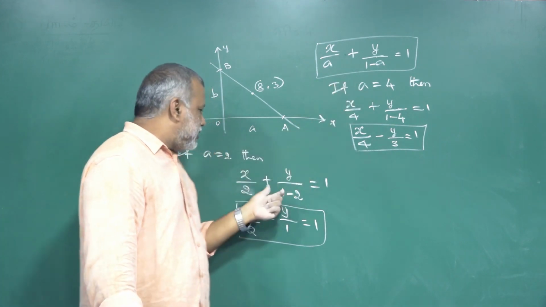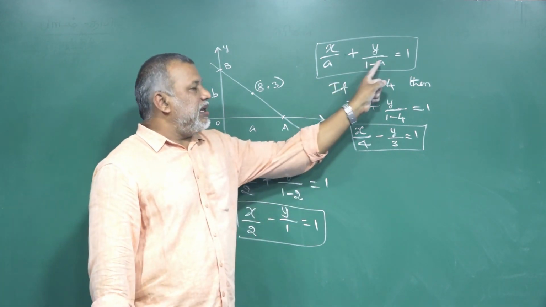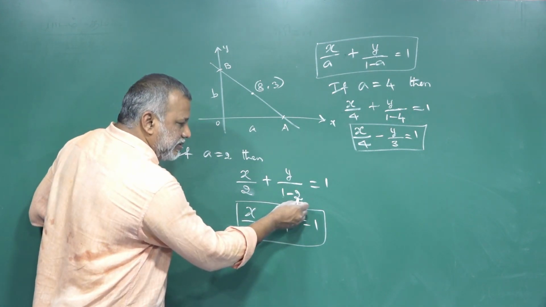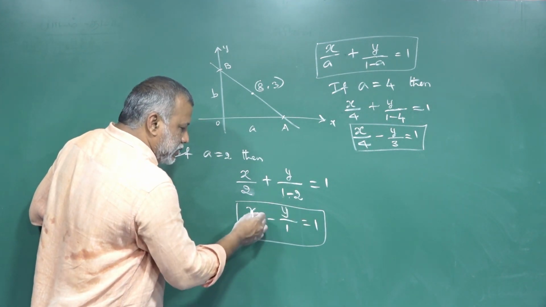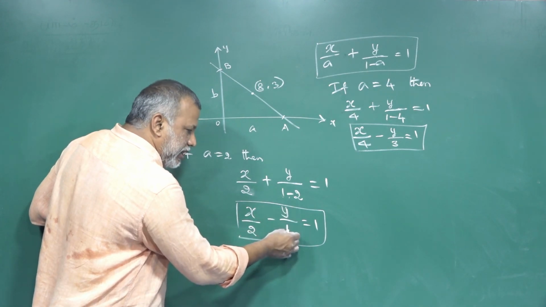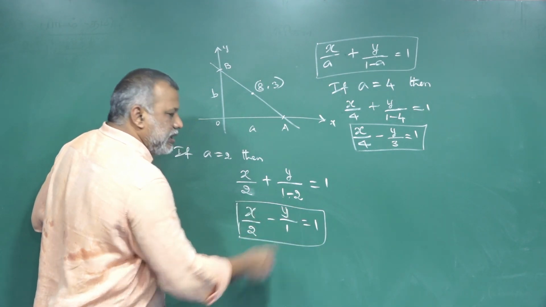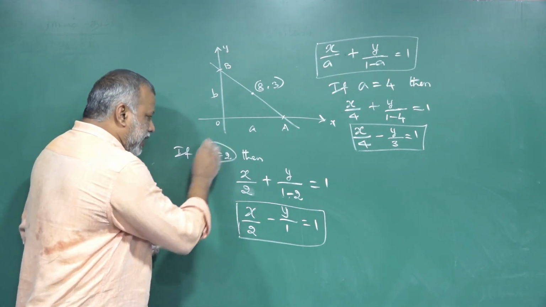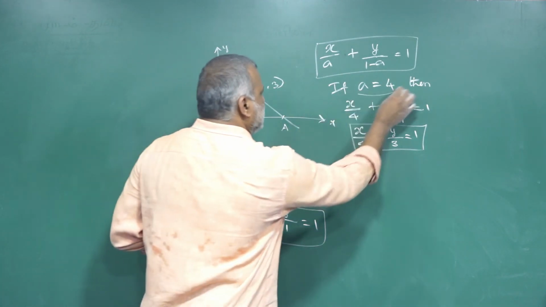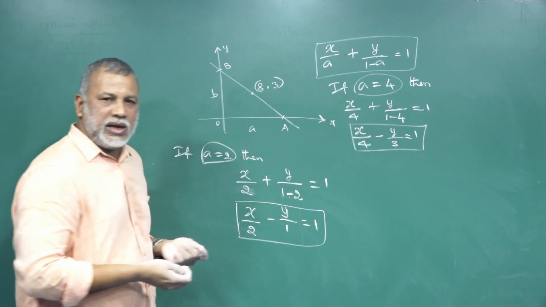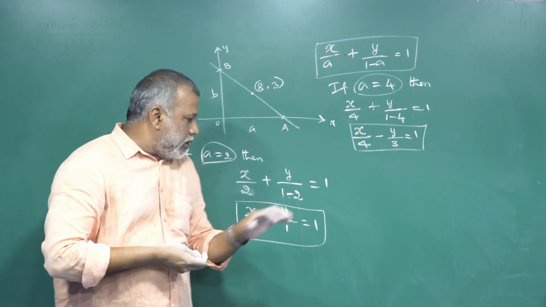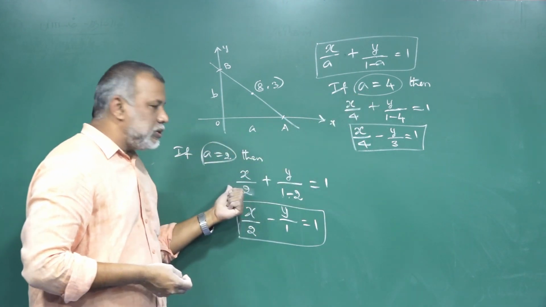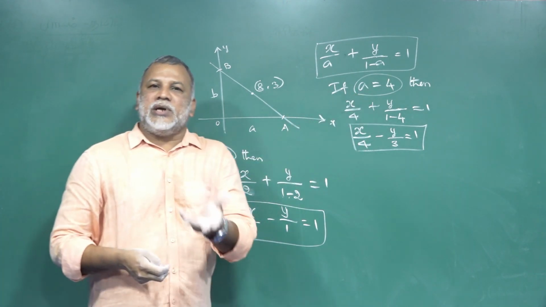Then y divided by 1 minus a, again a is replaced by 2. Simplifying with the minus, we get minus. So x by 2 minus y by 1 equal to 1. This is the required equation. Second, if a equals 2, this is the second equation we derived. So dear students, we substitute a equal to 4 and a equal to 2, and then we get two types of equations.